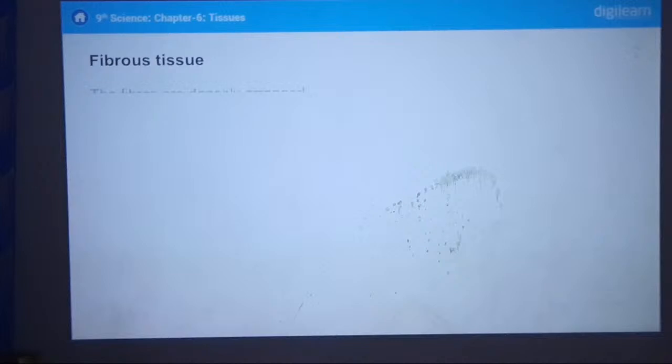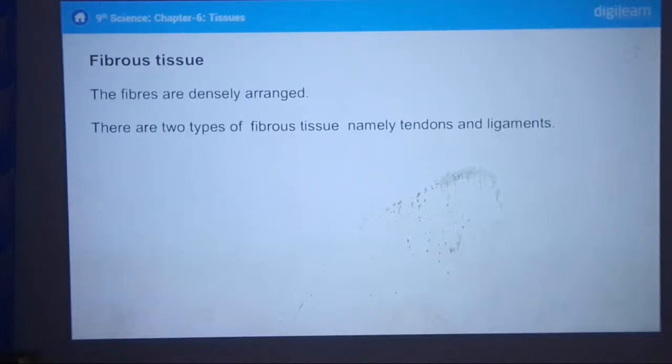Fibrous tissue. The fibers are densely arranged. There are two types of fibrous tissue, namely tendons and ligaments. They give stability to the skeletal framework.